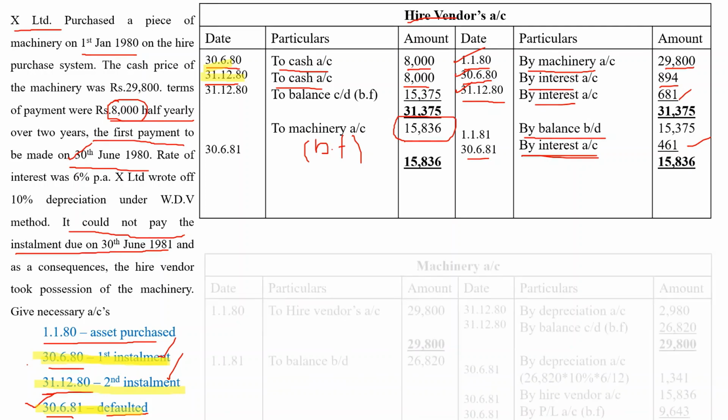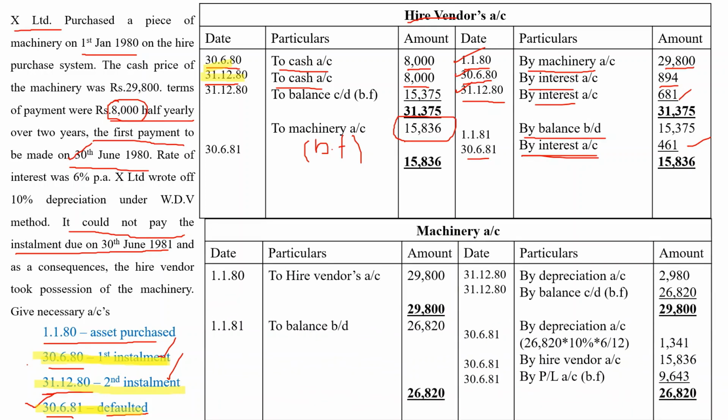Okay, now let's see how to prepare the asset account. The asset that is being sold here is the machinery. So as I have already told you in my other video, in the machinery account for the first year you will have only two entries. Here, since the payment is half yearly, we had two payment entry and two interest entry because the payment is half yearly. But depreciation will be calculated only at the end of every accounting period. Yearly once only we will be calculating depreciation. So for purchasing the asset, you will give one entry. To hire vendor account 29,800. This is for buying the asset.